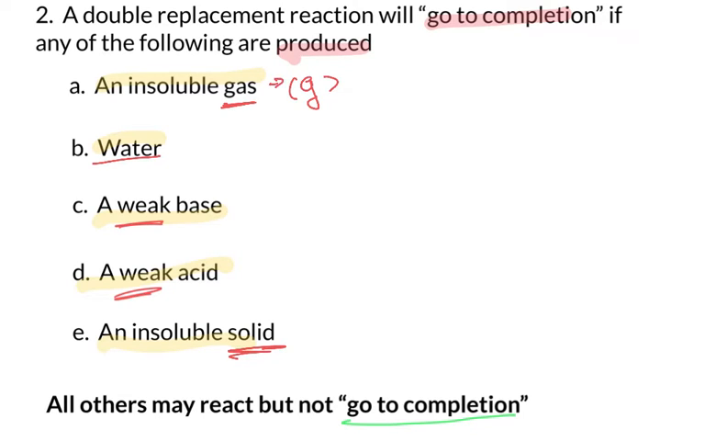The second one is easy to identify because it's water. And again, you should be able to identify water. You know that the formula is H2O. If you see H2O on the product side of the reaction, then you know that this reaction does occur.